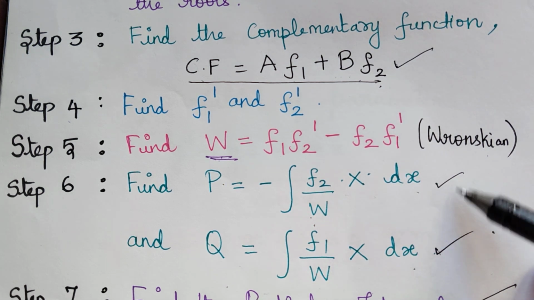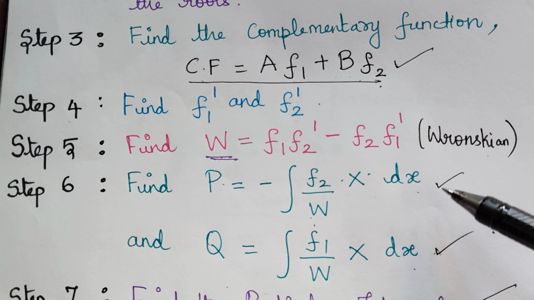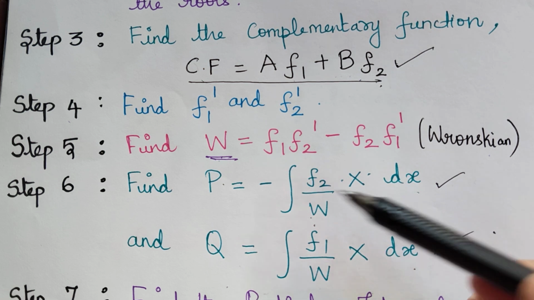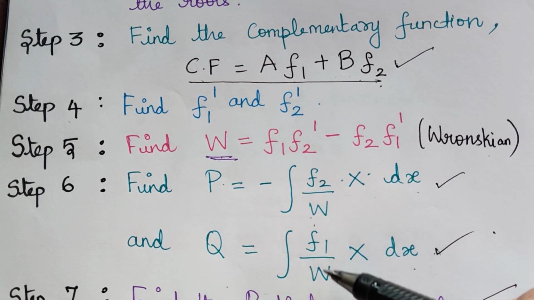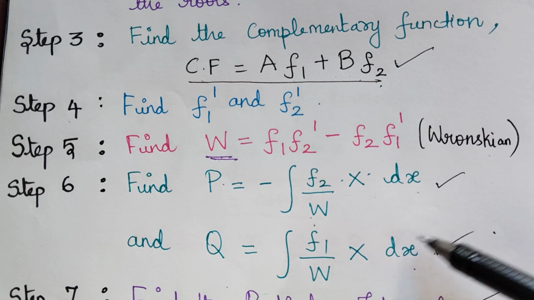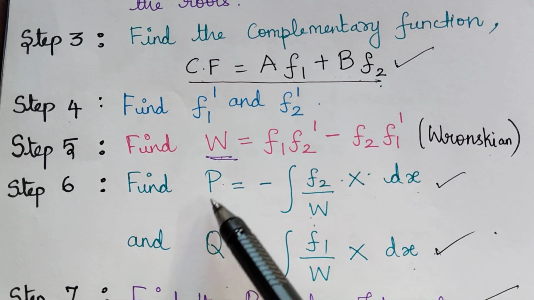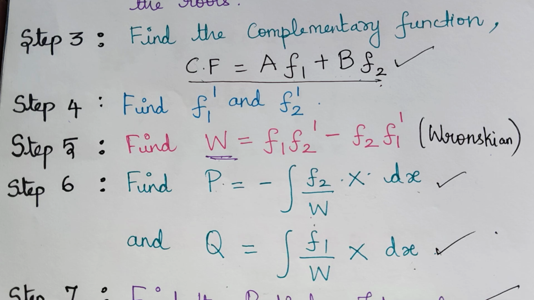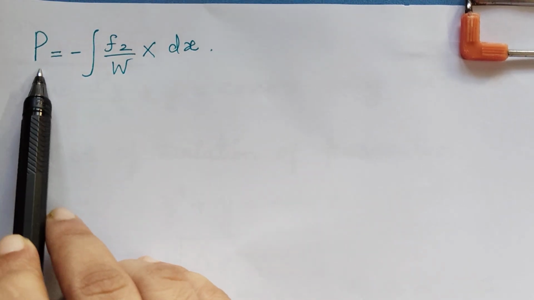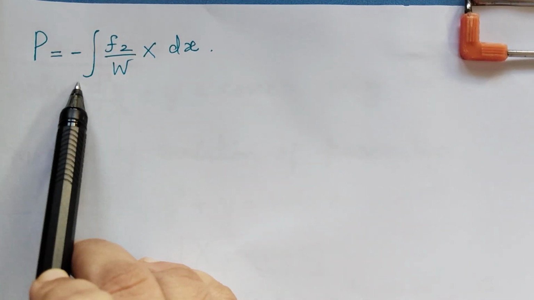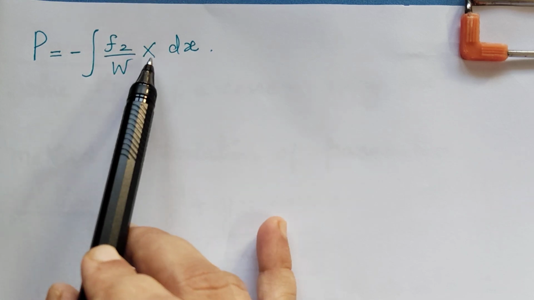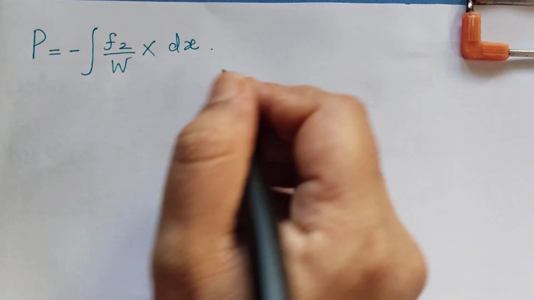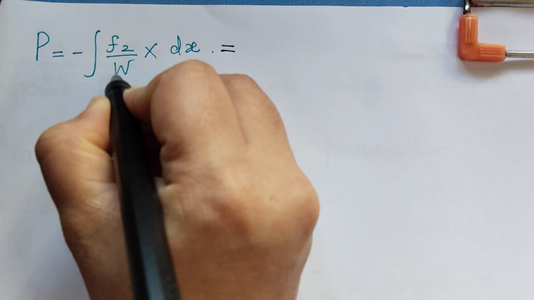So this I have taken from the procedure of the method of variation of parameters. Now we shall substitute this w, f2, f1, x, all these in this and evaluate capital P and capital Q. So let us do that now. I have written capital P, which is equal to minus integral f2 by w multiplied with x dx. And now we shall substitute each of the values here.